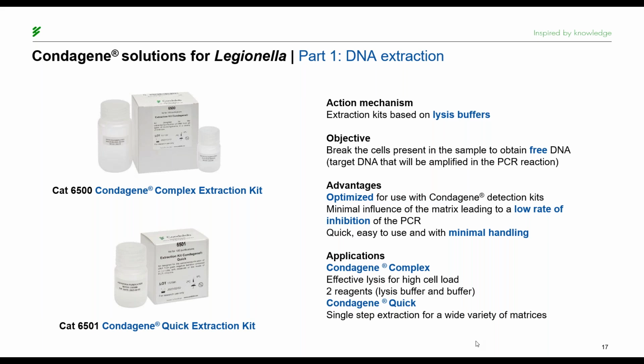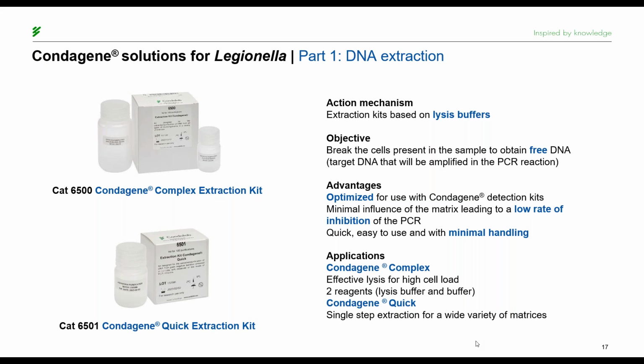We would start with the first part, that is the extraction of the DNA from the sample, a critical step to free the genetic material found inside the Legionella cells. For this, we have 2 extraction kits, both based on a lysis buffer, whose objective is to break the sample cells to release the DNA, which would be our target DNA, and that will then be amplified in the PCR.